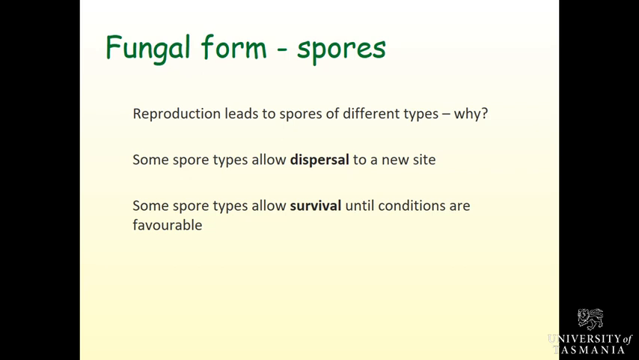You have spores of different types, and really why is that? Because some are needed for dispersal and some are needed for survival. That's what we sort of mentioned before. So those that are designed for dispersal really are obviously adapted to move with whatever means is available. So it might be airborne, it might be waterborne, or in other ways to actually move either short or long distances to establish new infections.